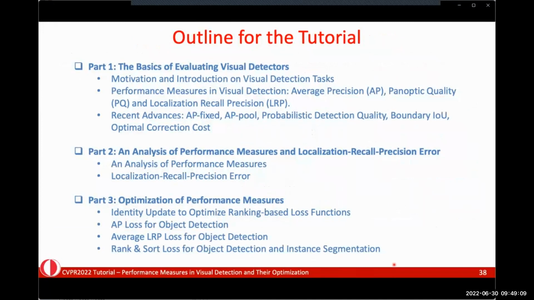And here we complete the first part of the tutorial. In the next part, we will talk about desirable properties of a performance measure, and we'll present a detailed analysis of AP, LRP, and PQ in terms of these properties.